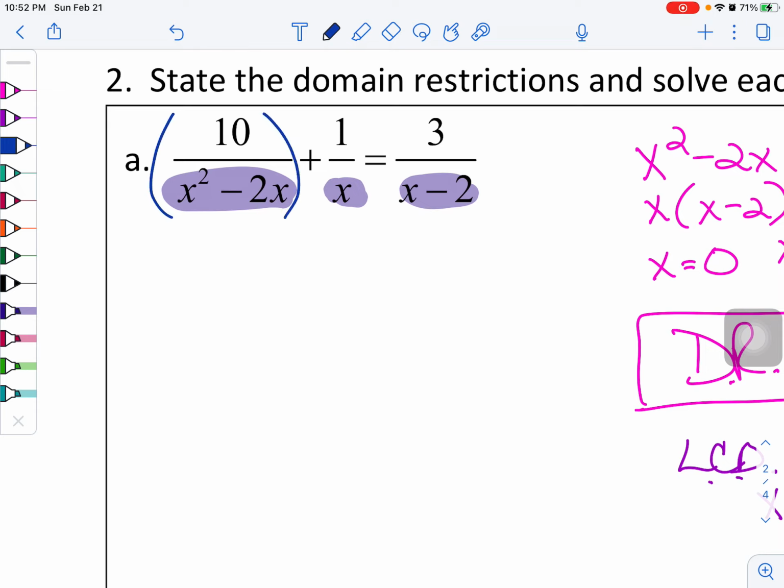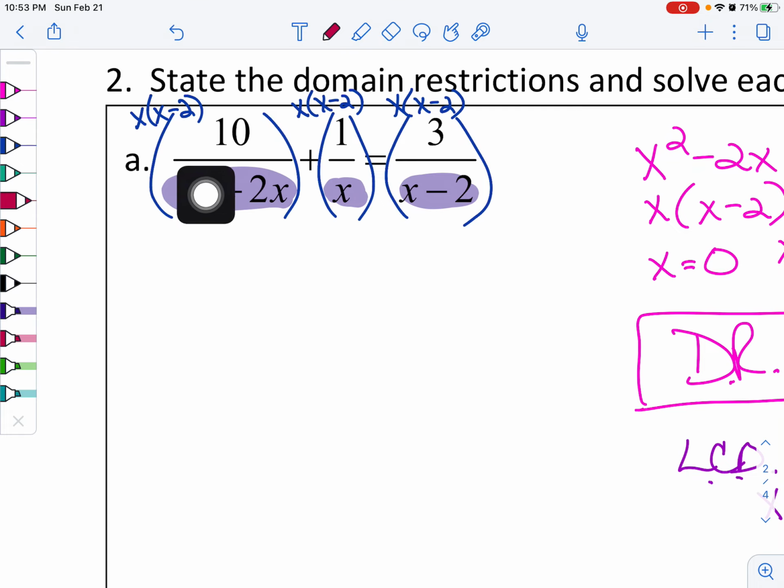So I am going to take, let me zoom in here so I have space. I'm going to multiply this first fraction times x and x minus 2. Multiply the second fraction times x and x minus 2. Multiply the third fraction times x and x minus 2. So every fraction gets multiplied by the LCD. All right. First fraction, this denominator is x times x minus 2. So this whole denominator cancels out that whole LCD, and all that's left is 10. All right, just the numerator here.